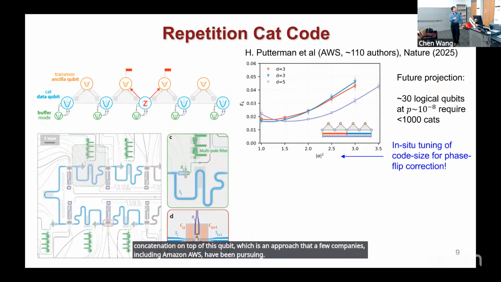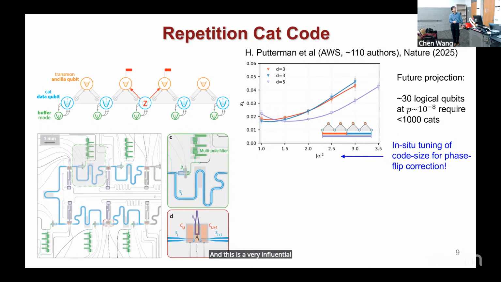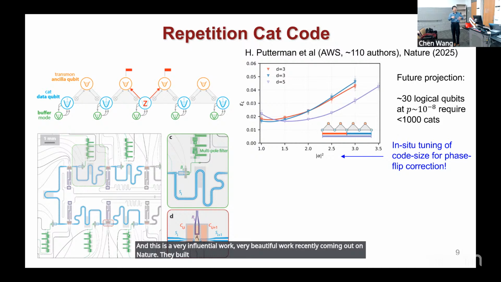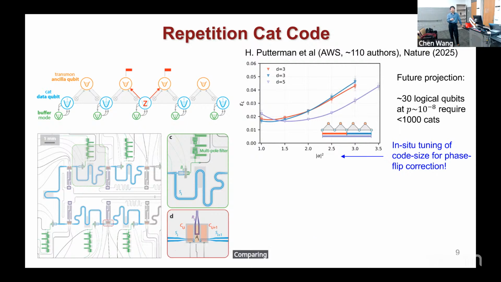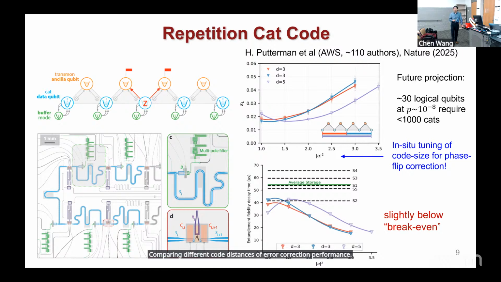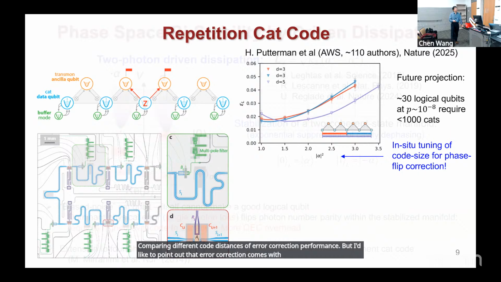And this is a very influential work, very beautiful work recently coming out in Nature. They built a chain of 5 such biased-noise stabilized cat qubits, and they're able to essentially be on a similar footing as the Google surface code experiment in terms of comparing different code distances of error correction performance.